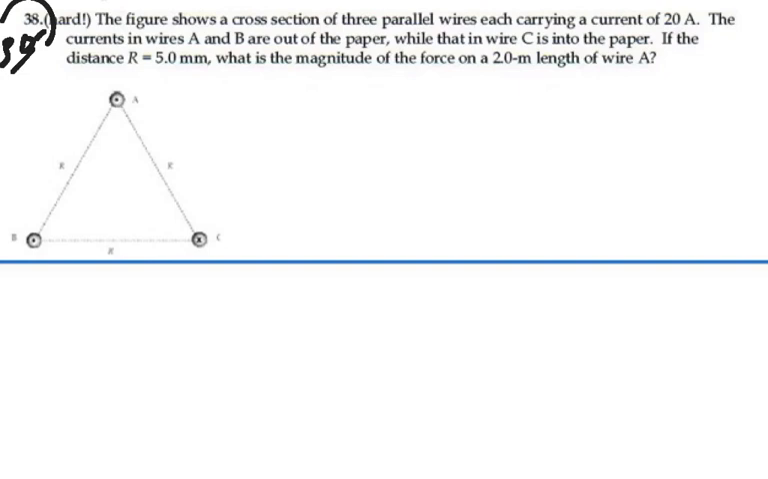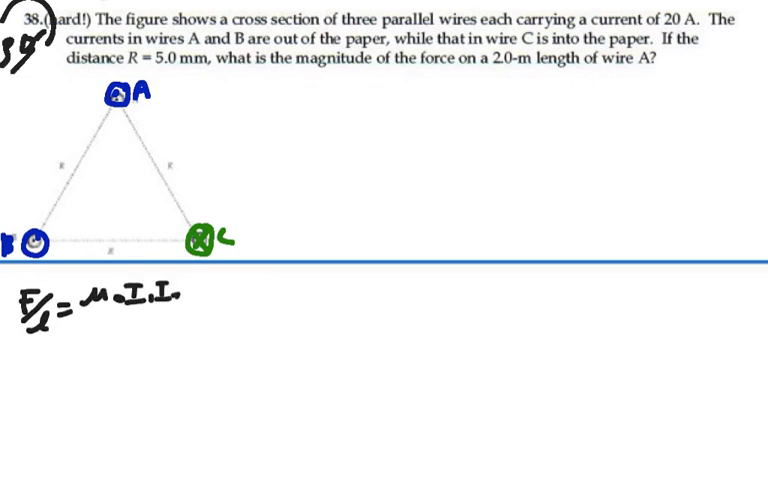So we have two wires, A and B, with currents coming out of the page, and then we have C with the current going into the page. Now the force per length between any two wires is going to be equal to mu naught I1 I2 over 2 pi d, where d is the distance between the wires. And in this case, all the currents are the same, all of our distances are the same, so the magnitude of all of our forces are going to be the same.